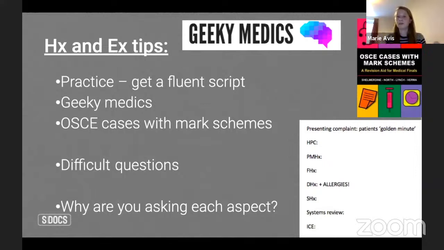And then I've put at the bottom just what I run through as a history, really based on what Geeky Medics do, but you can use that as a good starting place.